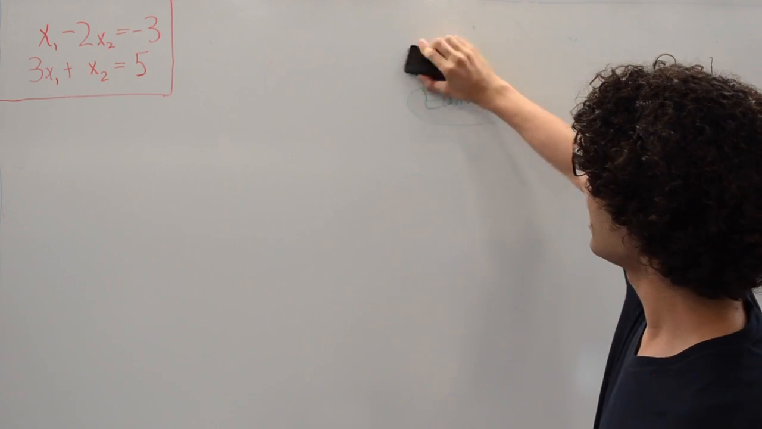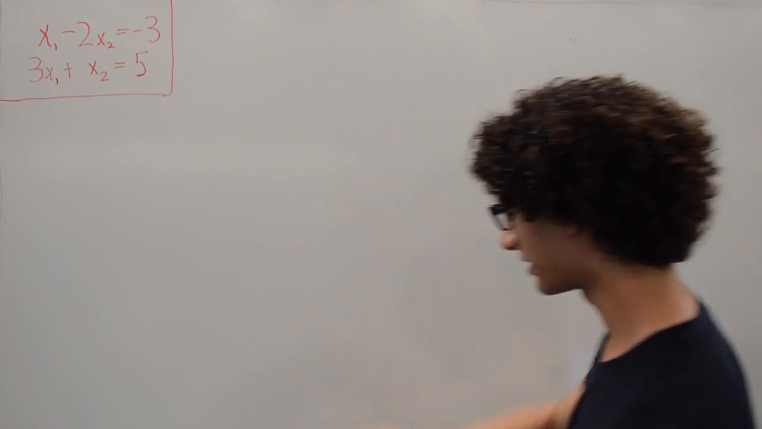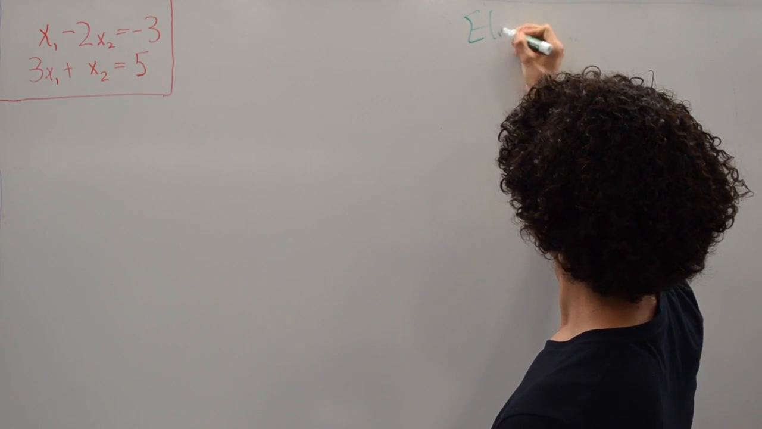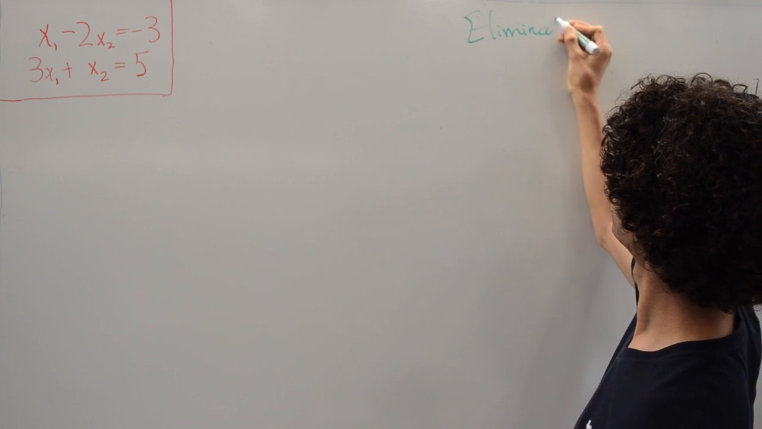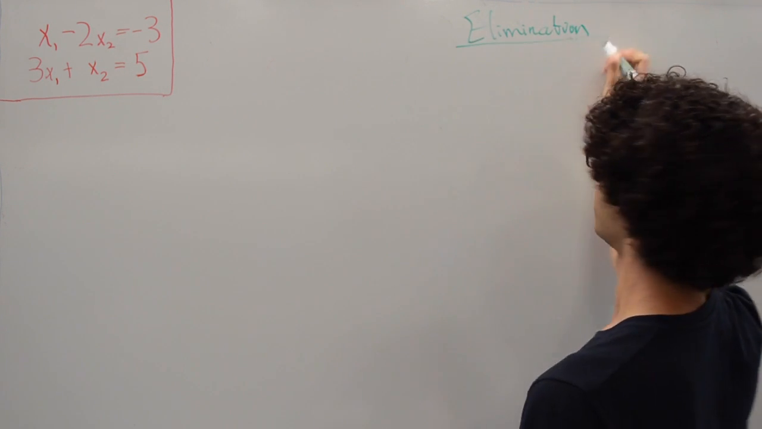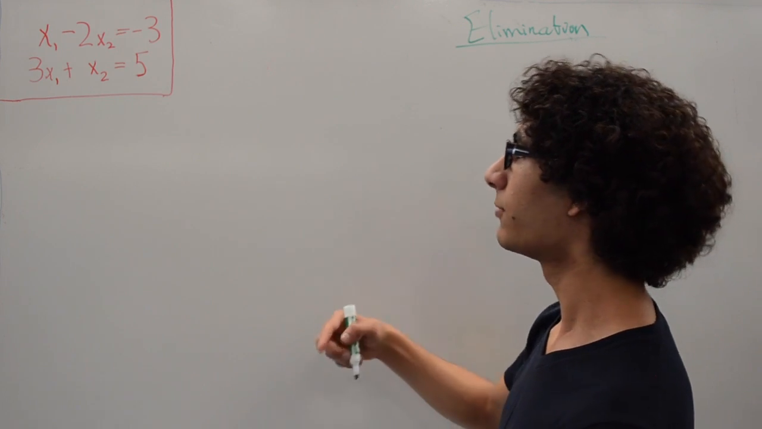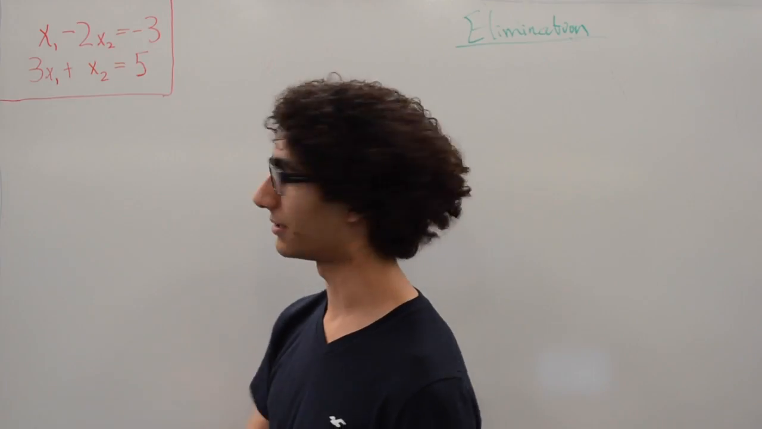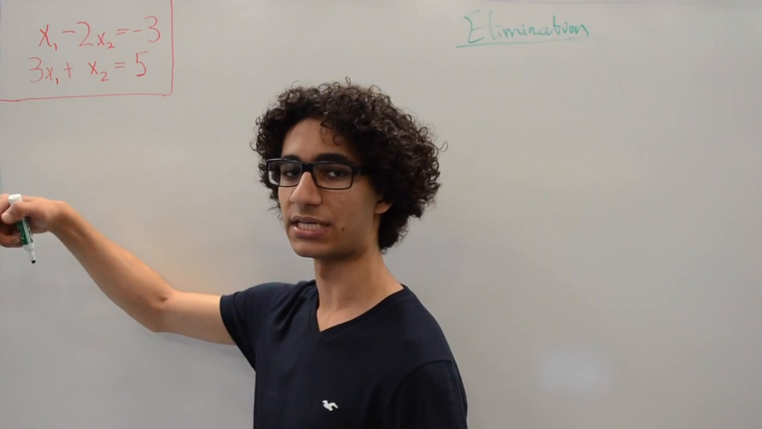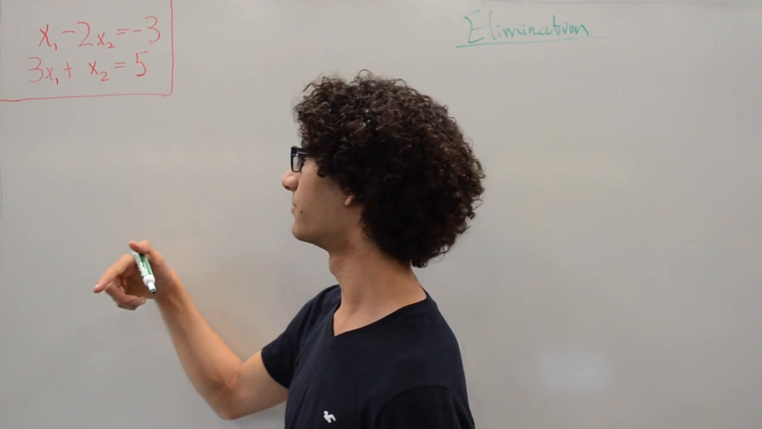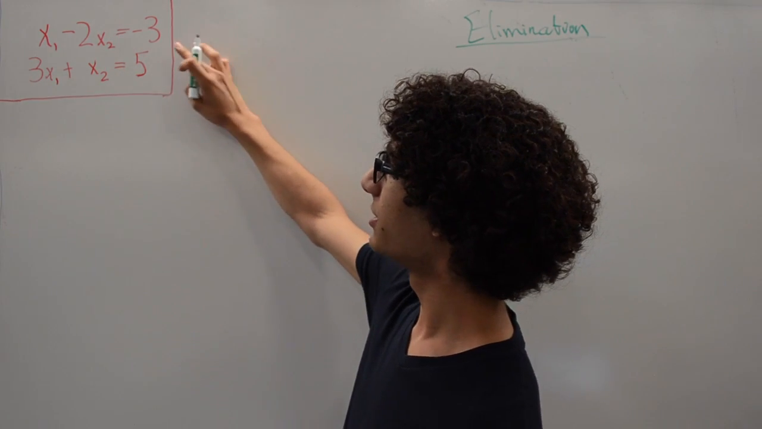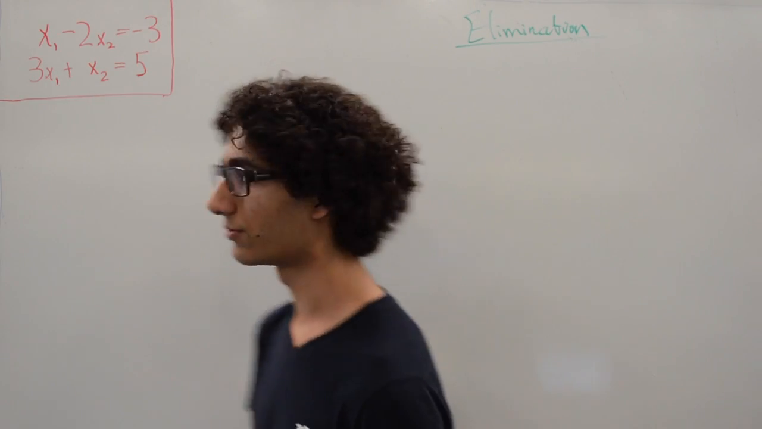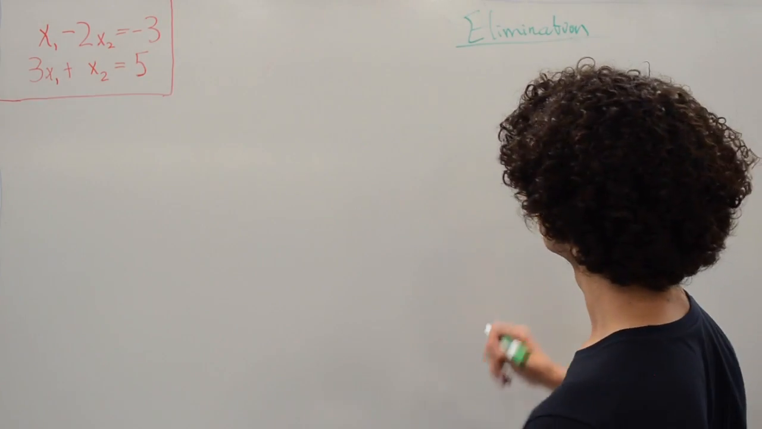So let's go ahead and do elimination for this system right here, see if we can get an answer. Recall in elimination, we multiply the equations by constants so that the coefficients match up, and then we can subtract them from each other and eliminate some of the variables. So here we're going to multiply the first equation by 3, and then we'll have the 3x1 in both equations that will cancel out when we subtract.